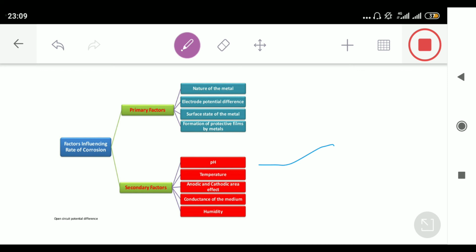So we can say the anodic area, which should be less, and the cathodic area, which must be higher. So we can say anodic area upon cathodic area must be less, so that we can have more and more corrosion. So using this concept, we can say galvanized iron is better than tin. And why it is so, that we'll discuss in detail in the next lecture.